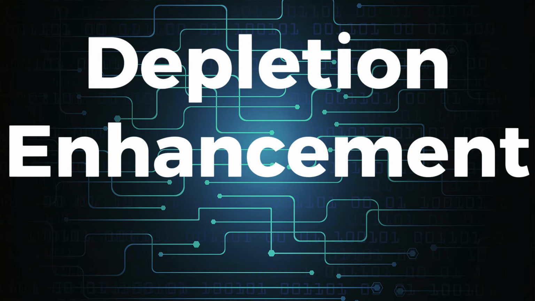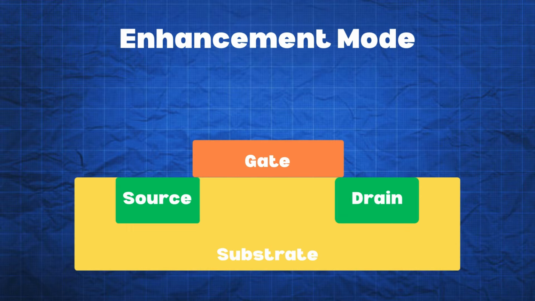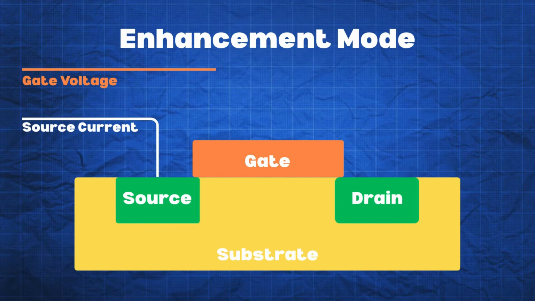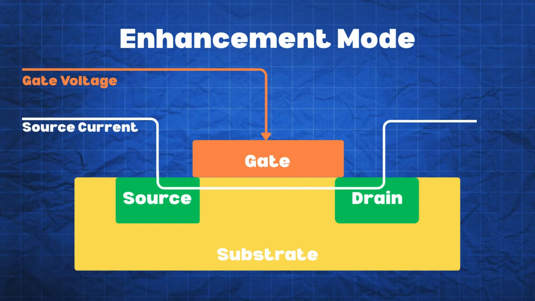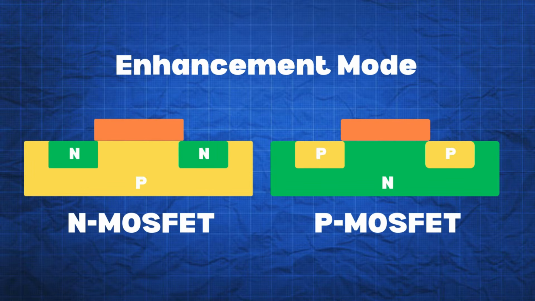You may come across the terms depletion and enhancement type MOSFETs. These are basically modes of how a MOSFET could operate. Enhancement mode, the most common of the two, is when no current can flow between the source and the drain unless a voltage is applied at the gate. When a gate voltage is applied, this enhances the channel and current can flow. What is illustrated is an NMOS device. However, the analogy is the same in a PMOS.